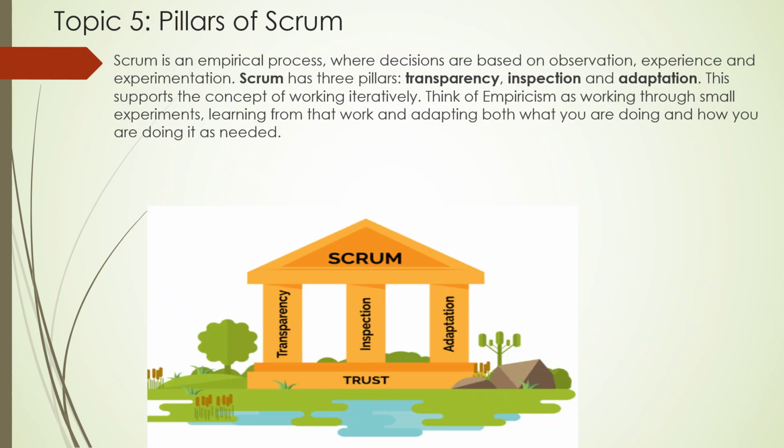Moving on to topic 5, pillars of Scrum. Scrum is an empirical process where decisions are based on observation, experience, and experimentation. Scrum has 3 pillars: transparency, inspection, and adaptation. This supports the concept of working iteratively. Think of empiricism as working through small experiments, learning from that work, and adapting both what you are doing and how you are doing it as needed.